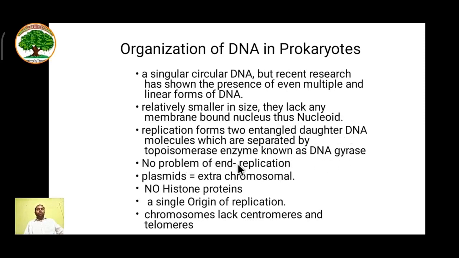There is no problem of end replication as in eukaryotic cells, where end replication is a problem. Here it is easily replicated, and there is a presence of extrachromosomal circular DNA also, that is called plasmids. The DNA here is not associated with any kind of histone proteins, and there is a presence of a single origin of replication in prokaryotic DNA. It also lacks centromeres and telomeres.